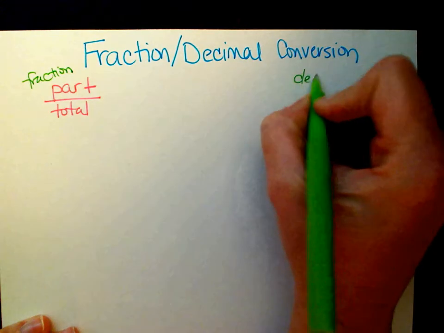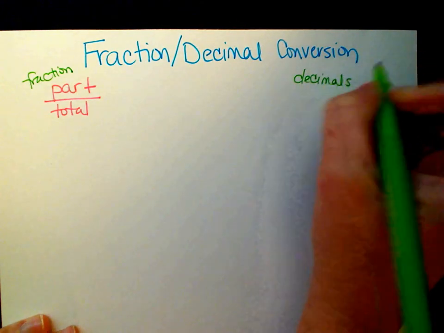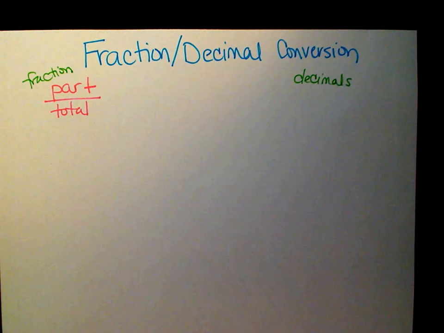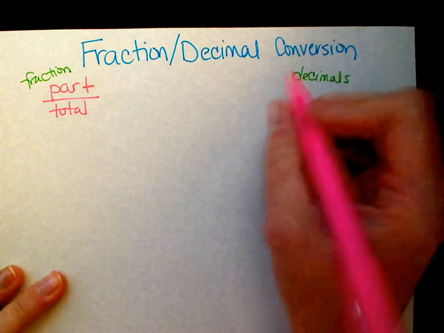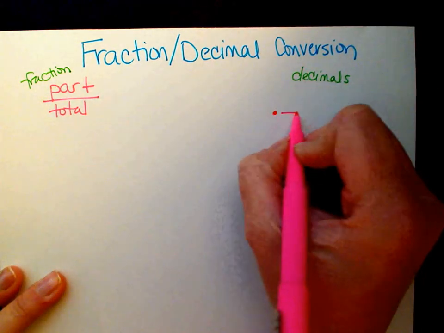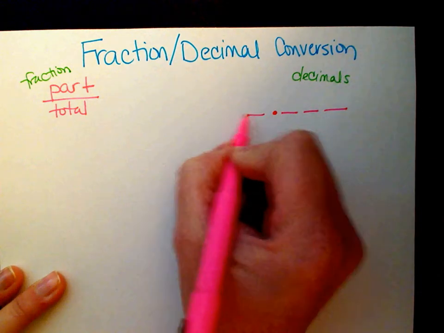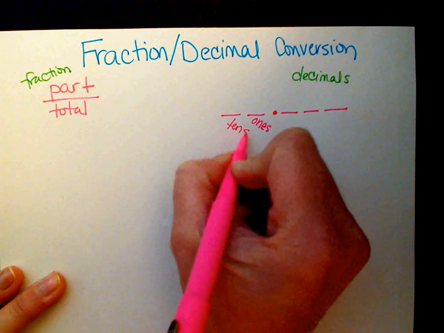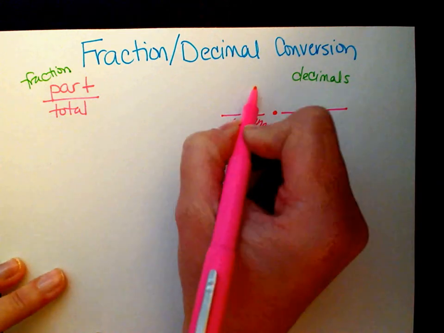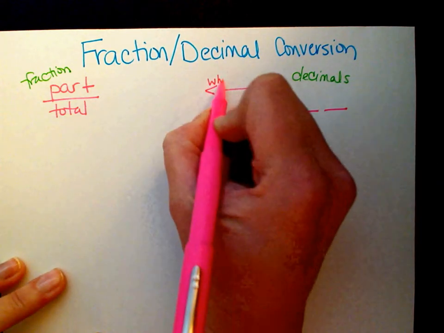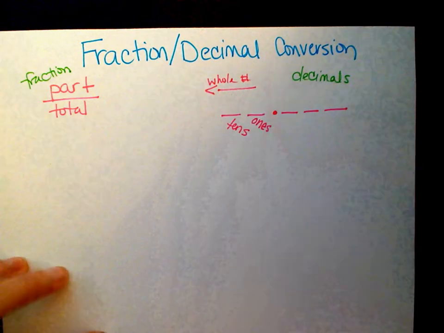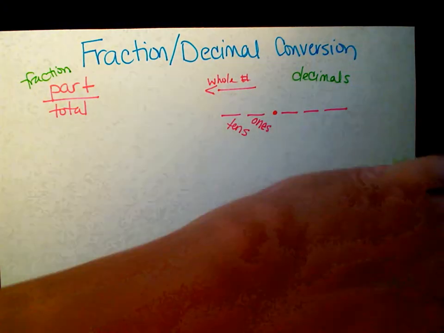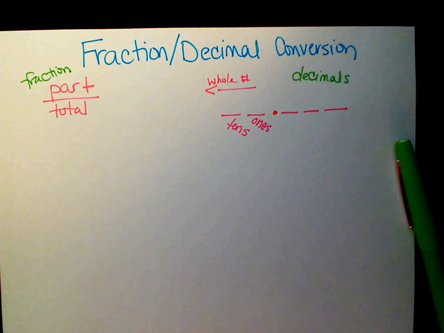Then we looked at decimals because we were wondering how we can go from one to the other. If I look at my decimal place, this is my ones place, this is my tens. On this side, these are all whole numbers. These are the ones that we've always worked with. But on the other side, you have the decimals.